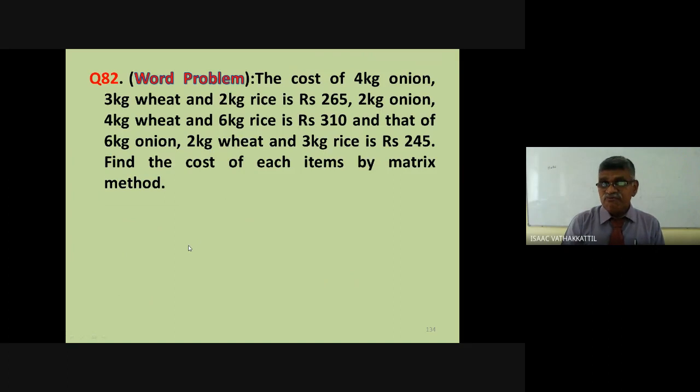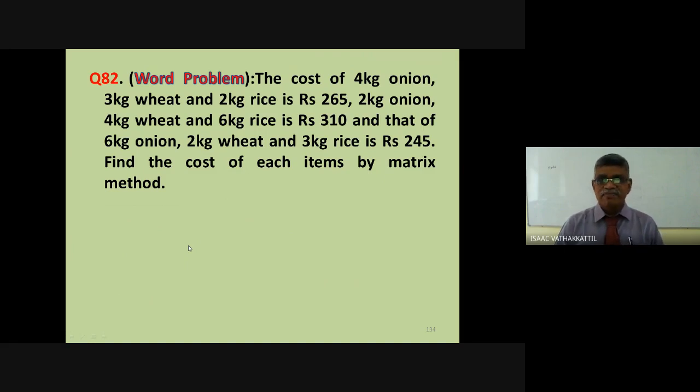The cost of 4 kg onion, 2 kg wheat and 2 kg rice is rupees 265, whereas 2 kg onion, 4 kg wheat and 6 kg rice is rupees 310, and that of 6 kg onion, 2 kg wheat and 3 kg rice is rupees 245. Find the cost of each item by matrix method. Can some of you speak the equations which you obtain?